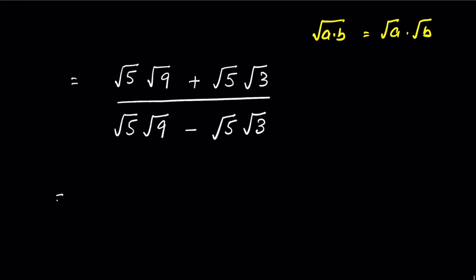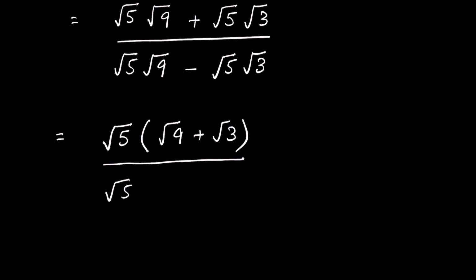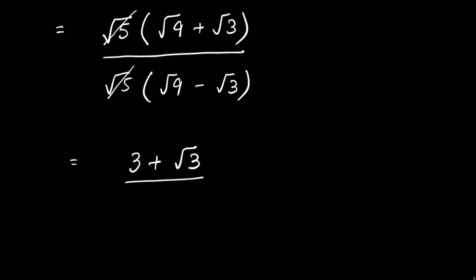Now here square root of 5 is common, so we can take square root of 5 times (square root of 9 plus square root of 3) upon square root of 5 times (square root of 9 minus square root of 3). Now we can cancel these two like factors, square root of 5. Square root of 9 is 3, so we can write it as 3 plus square root of 3 upon 3 minus square root of 3.